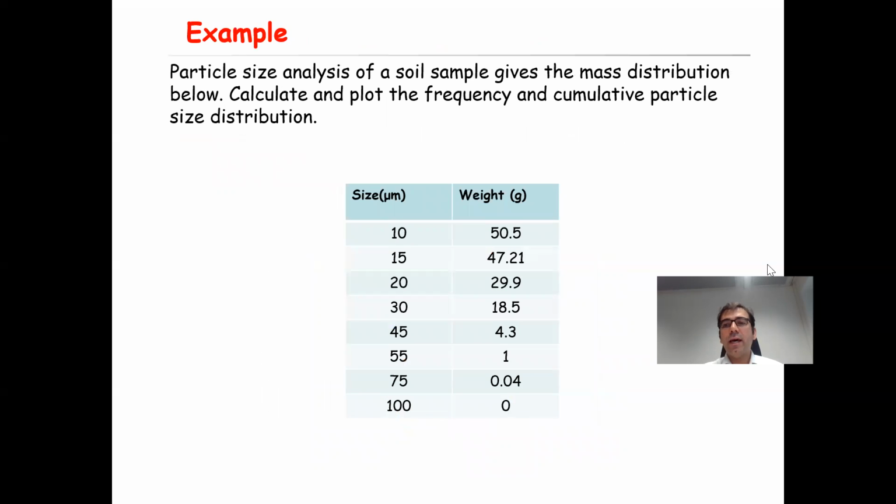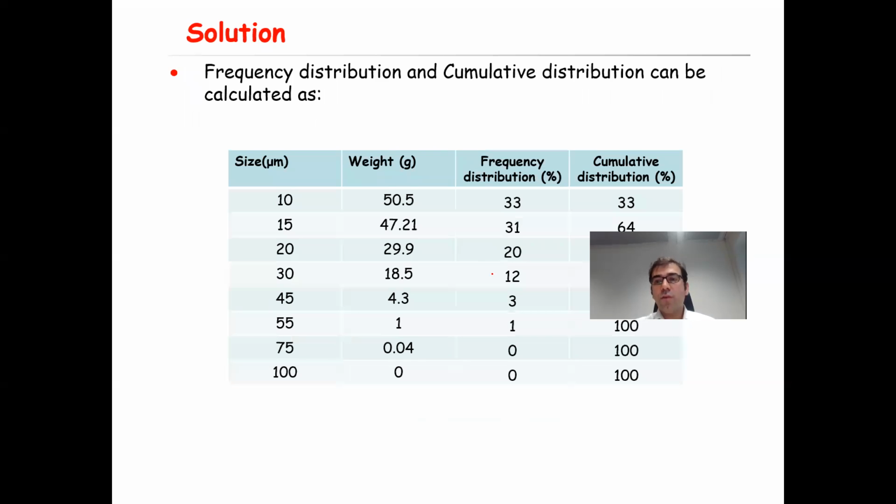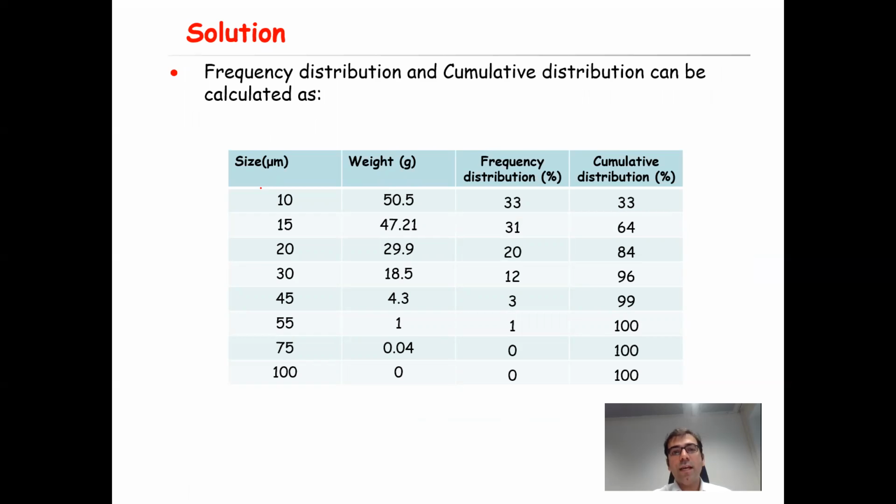There's one example here: particle size analysis of a soil sample gives the mass distribution below. That is, for each size you have the weight of each size. Calculate and plot the frequency and cumulative particle size distribution. This is a relatively straightforward question. For size you have 10, 15, 20, 30 and so on till 100 micron. The weight is already given in the question.